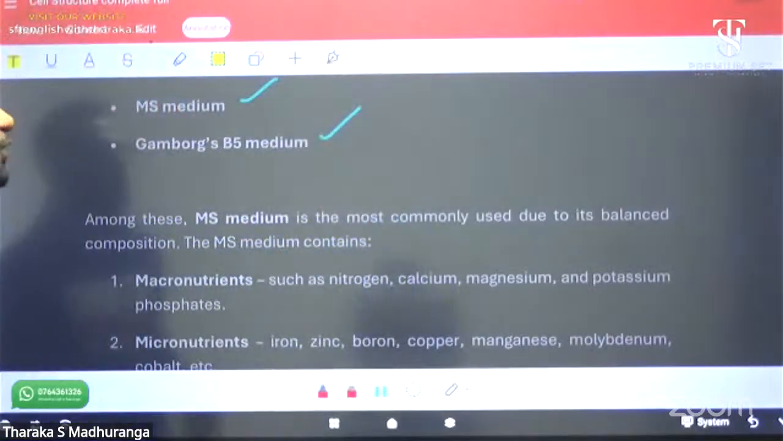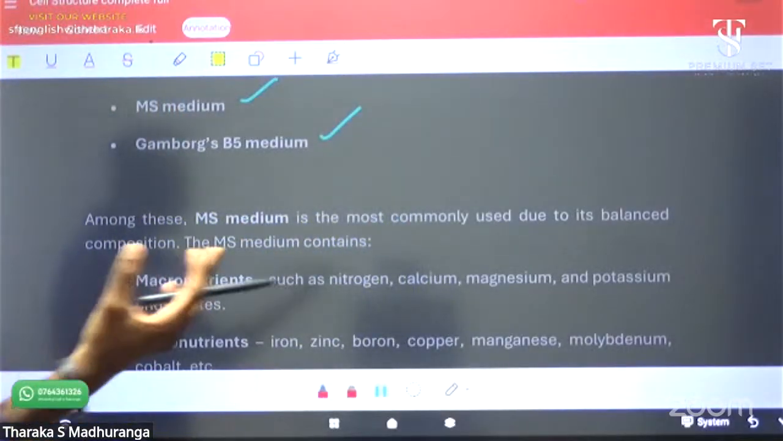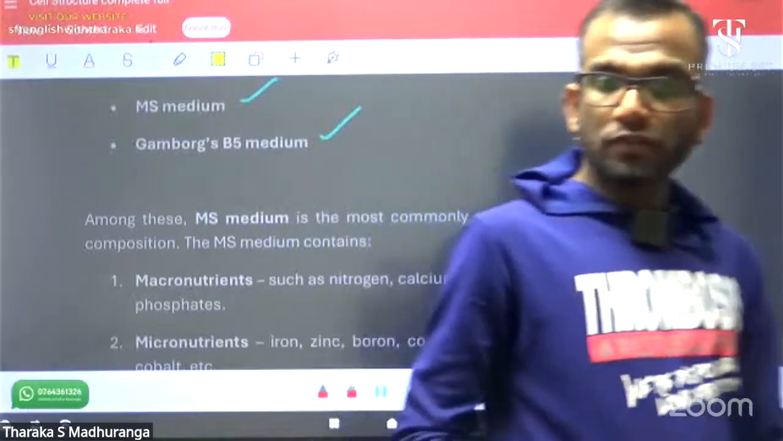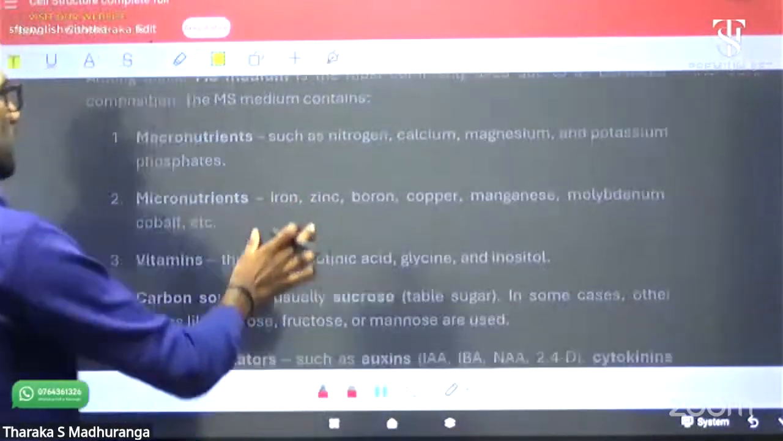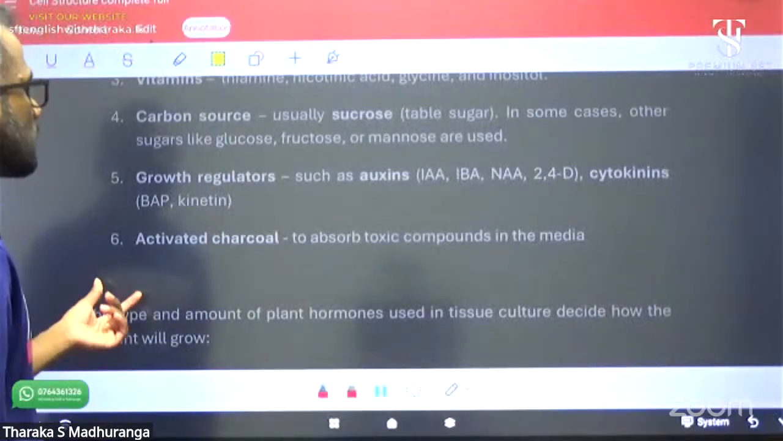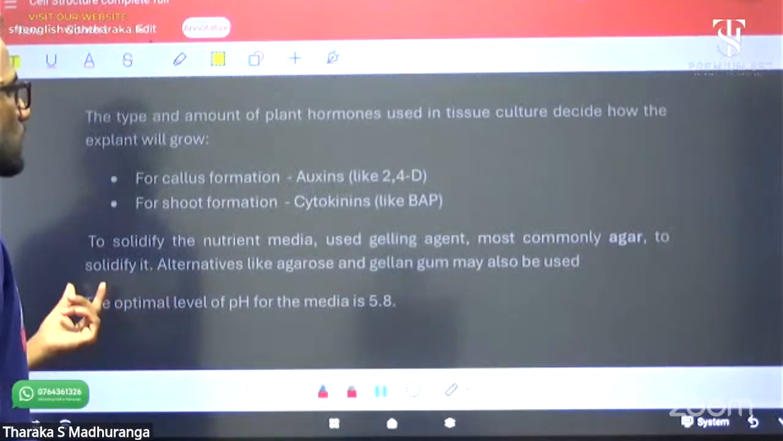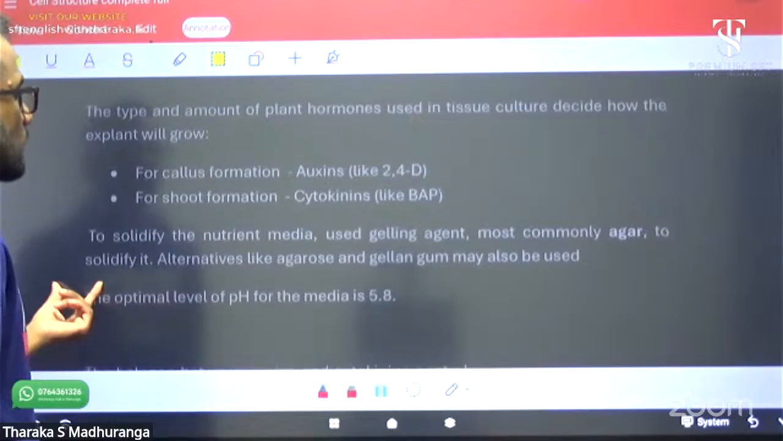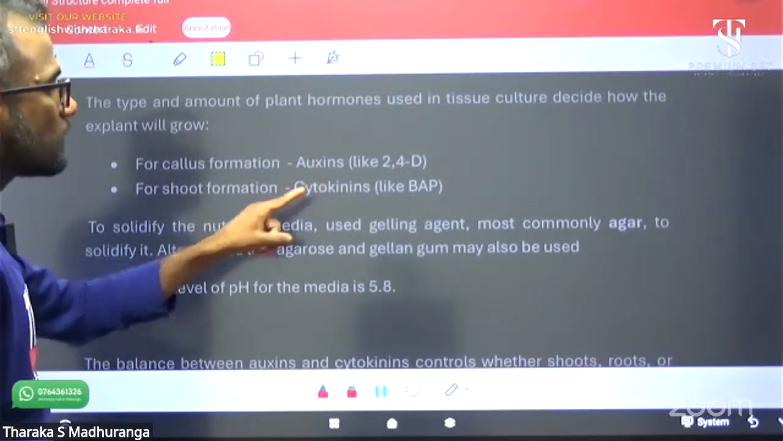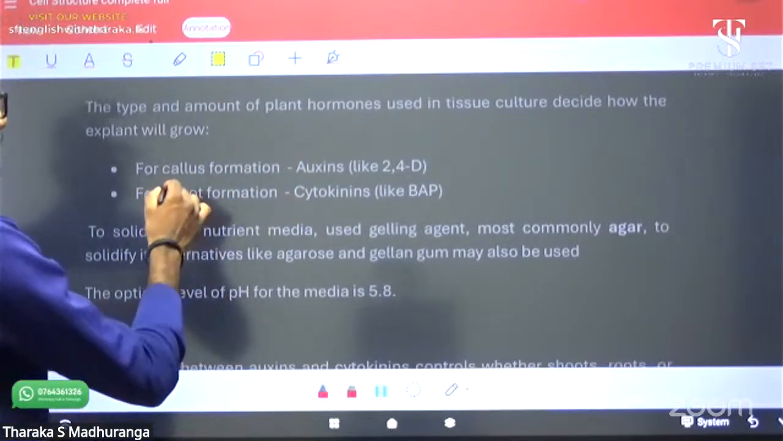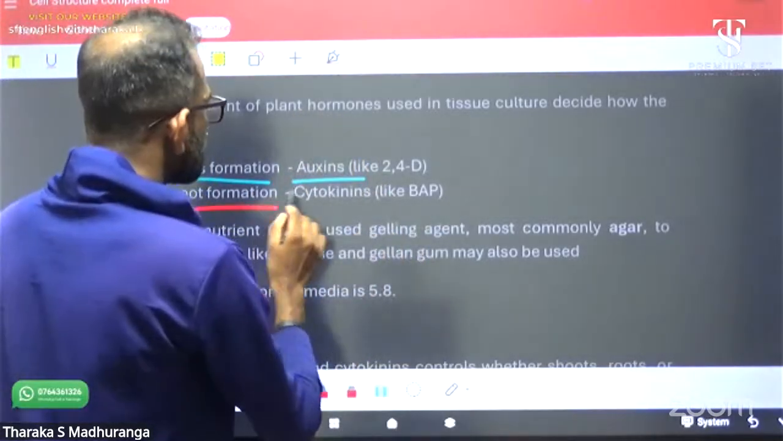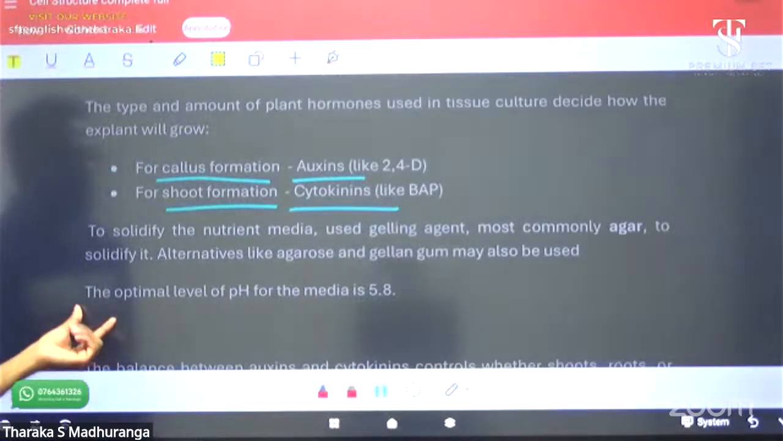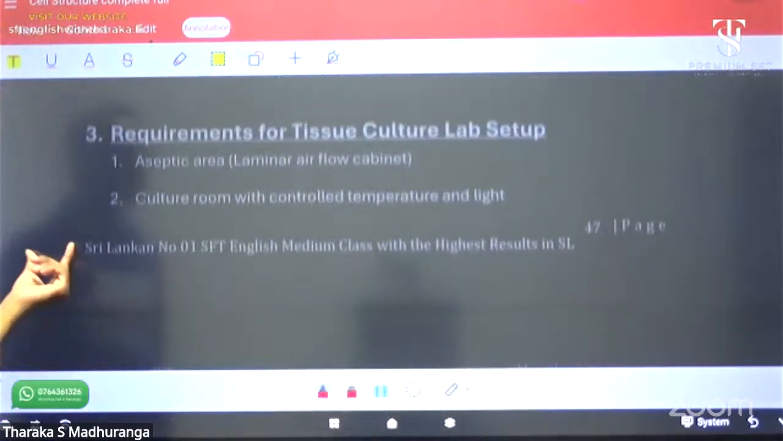MS medium and Gamborg B5 media are artificial, commercially available media we can use for tissue culture. They contain nutrition, vitamins, carbon source, everything for plant root development, and they contain plant regulators, auxin and cytokinin as well. For callus formation, auxin; I will explain callus now. For shoot formation, cytokinin.